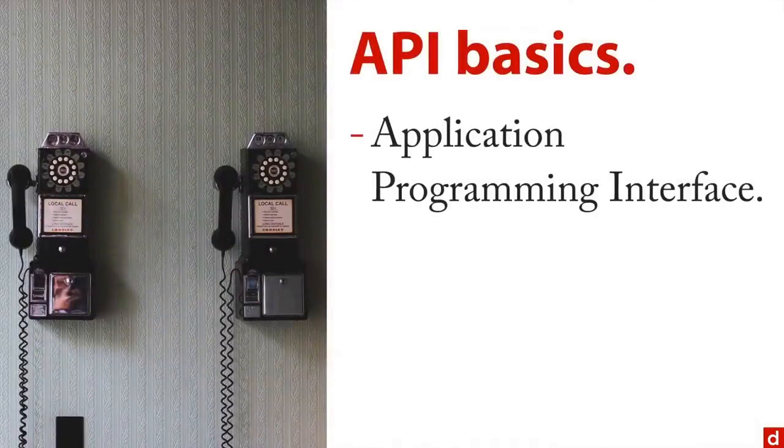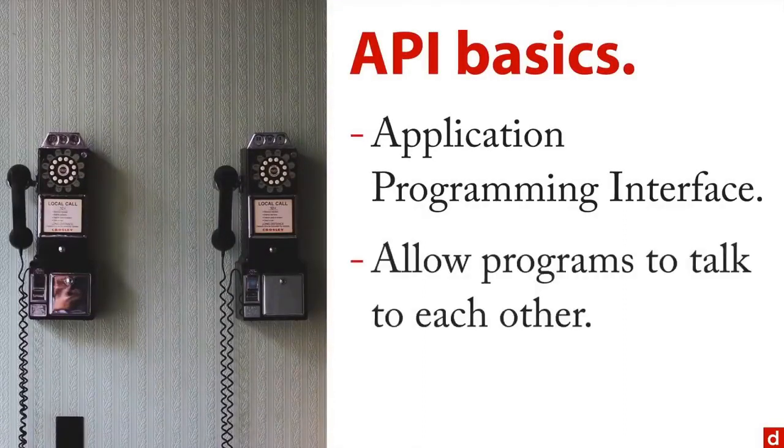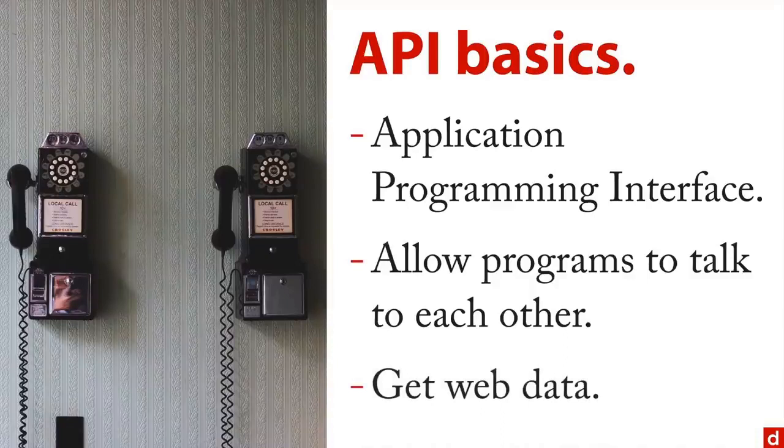Now, more specifically, when we talk about an API, what we're talking about is something called an application programming interface. And this is something that allows programs to talk to each other. Its most important use in terms of data science is it allows you to get web data. It allows your program to directly go to the web on its own, grab the data, bring it back in, almost as though it were local data. And that's a really wonderful thing.